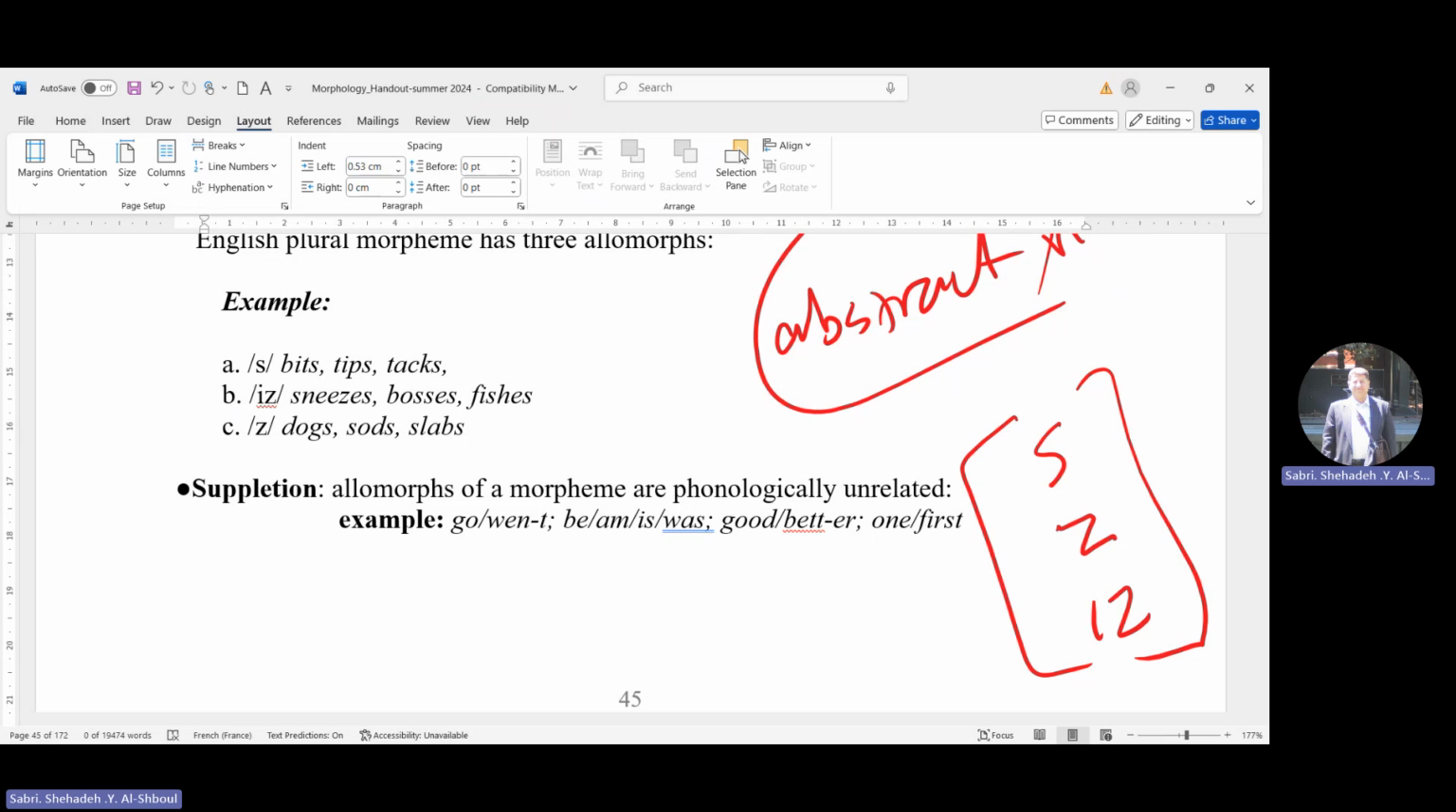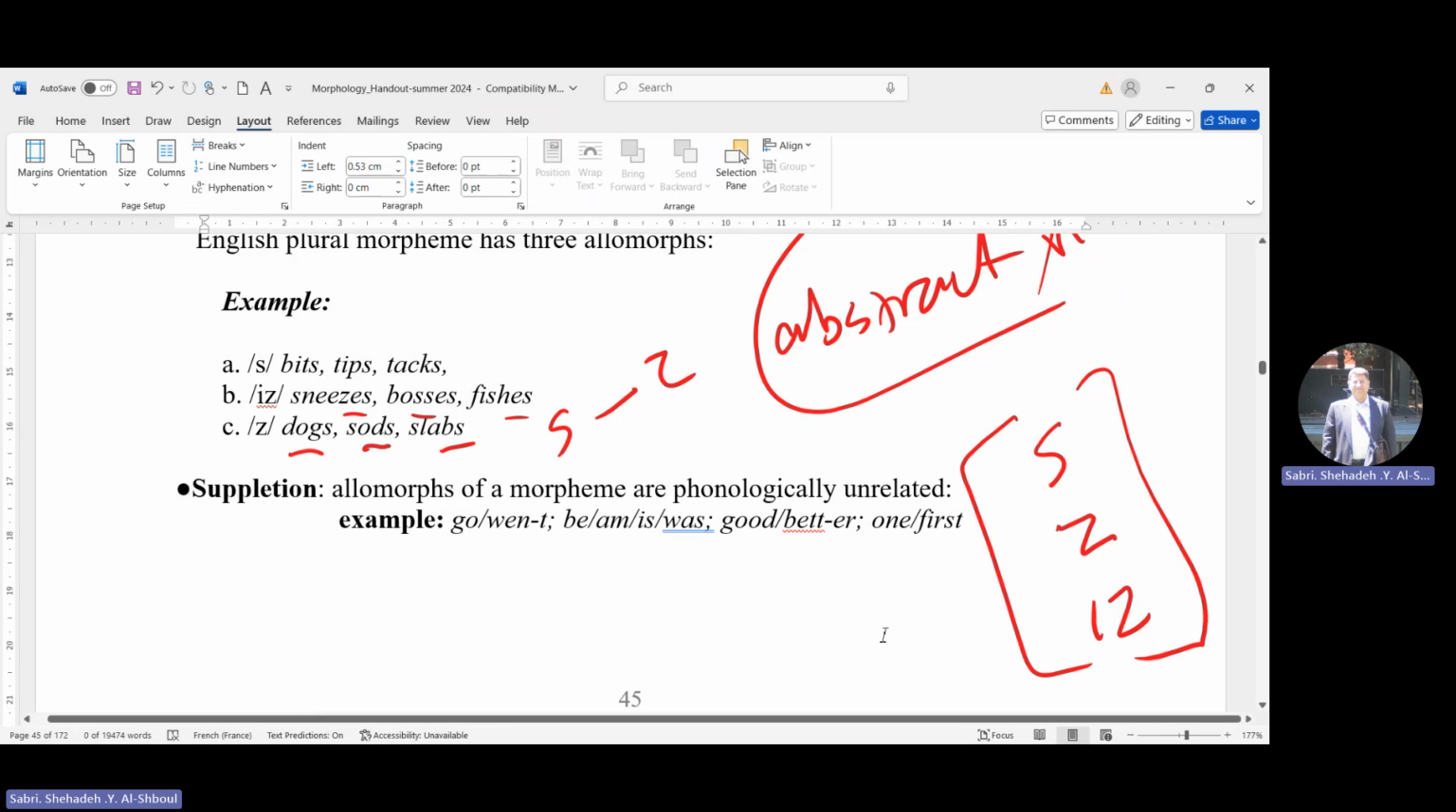So, for example, here with s, after voiceless sounds like t, p, k, it is s, right? But when it is g, d, b, this becomes z, right? Because it is preceded by voiced sounds. When it ends with z, s, and sh, right? Palatal sounds, affricates, and so on and so forth, sibilants, it becomes iz. So here we notice that allomorphy is motivated by the phonology of the word form.